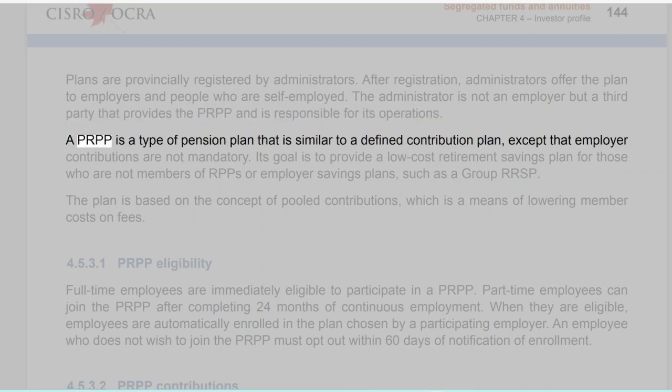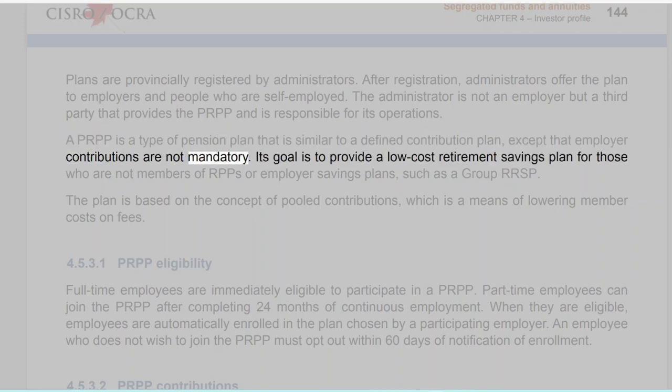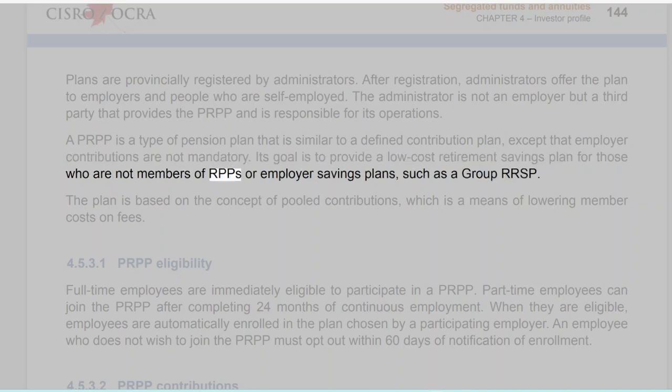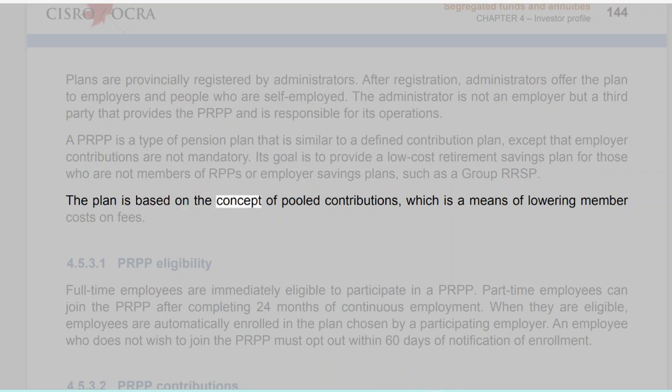A PRPP is a type of pension plan that is similar to a defined contribution plan, except that employer contributions are not mandatory. Its goal is to provide a low-cost retirement savings plan for those who are not members of RPPs or employer savings plans, such as a group RRSP. The plan is based on the concept of pooled contributions, which is a means of lowering member costs on fees.